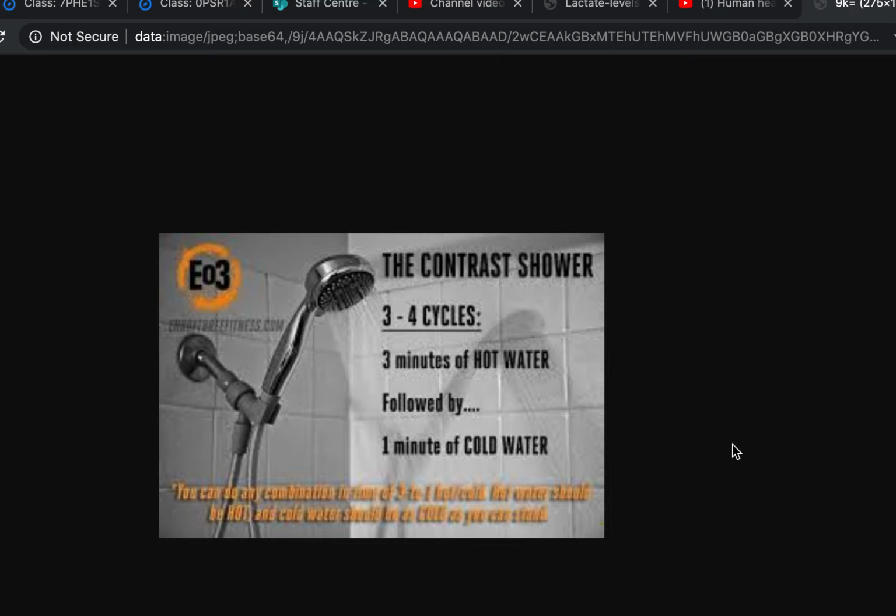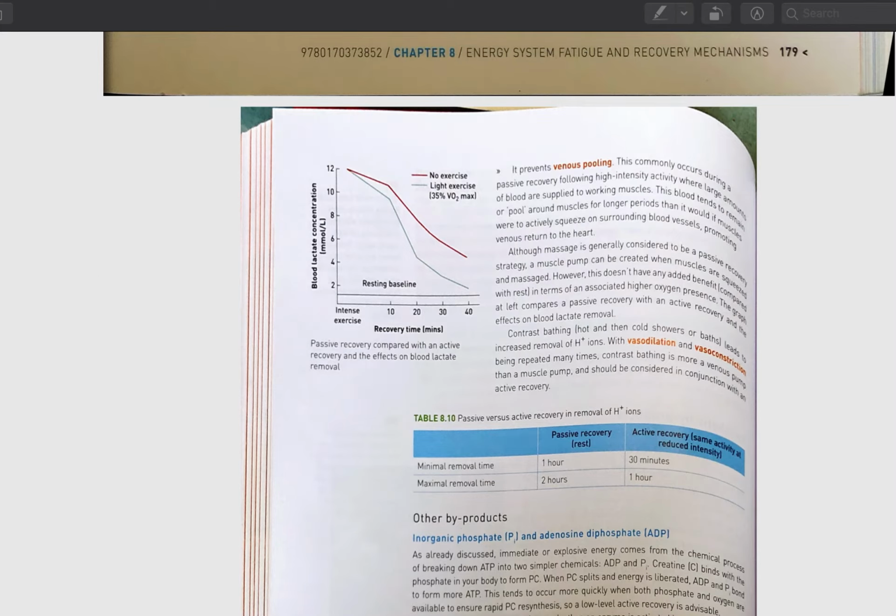So a contrast shower of going 3 minutes or so in hot water followed by a minute of cold water for 3 or 4 cycles shocks the body into squeezing all the muscles and pushing the blood out, and then the hot water actually helps speed things up inside the body like blood flow. So a hot cold contrast shower is a good idea, as is a massage.